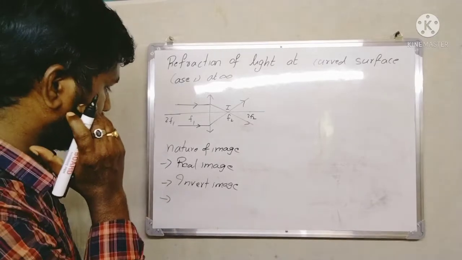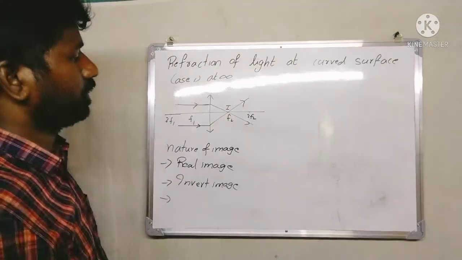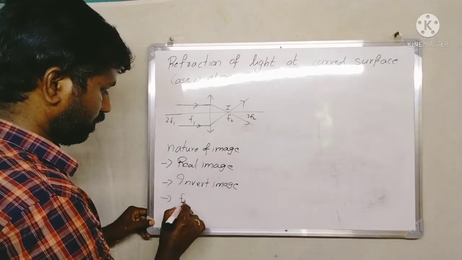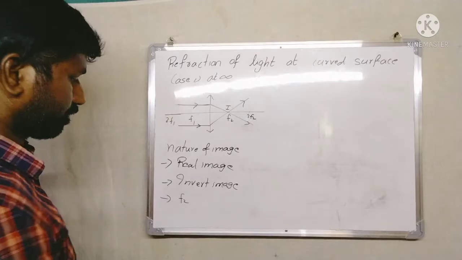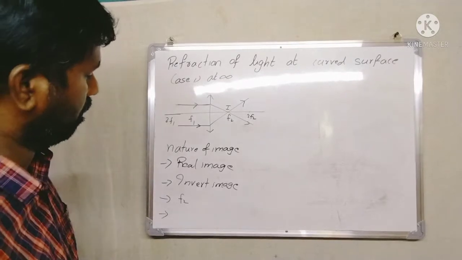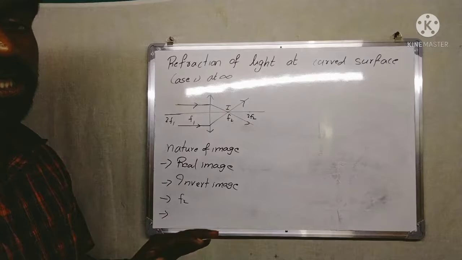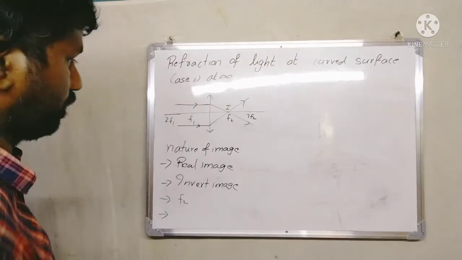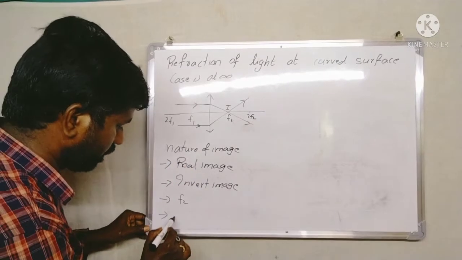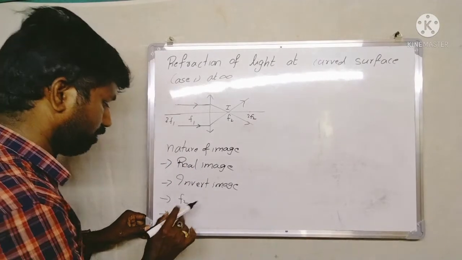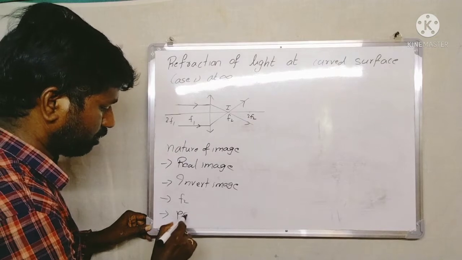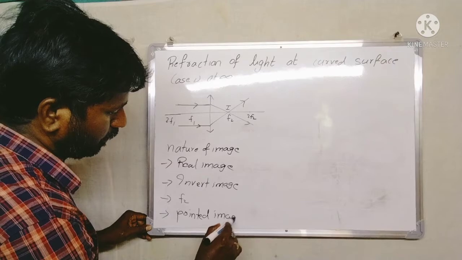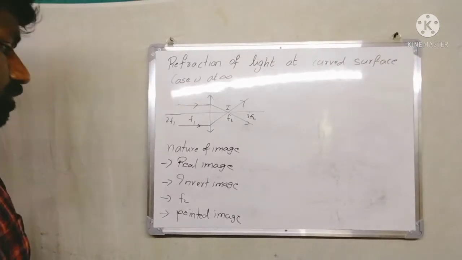And now, where is the position of the image? We got the image at F2, so the image position is F2. And next, is that a diminished, meaning small image, or a bigger image when compared to the size of the object? We got a small image, which is simply a diminished image, or else a pointed image.